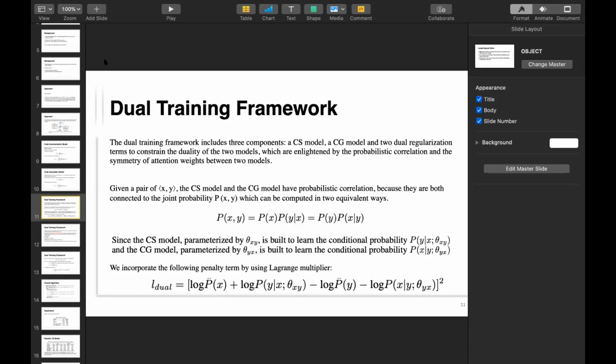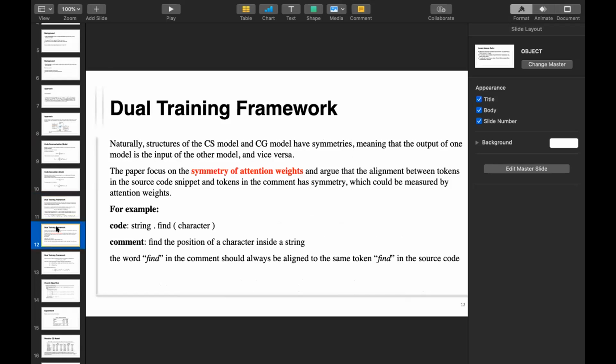That means when we see x, and we're going to predict y, then... okay, what's going on? Yeah, and here we will introduce the second term for the dual constraint.